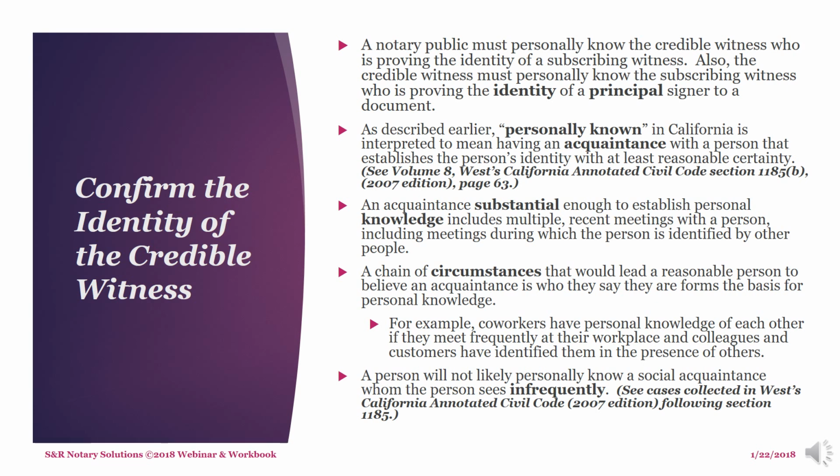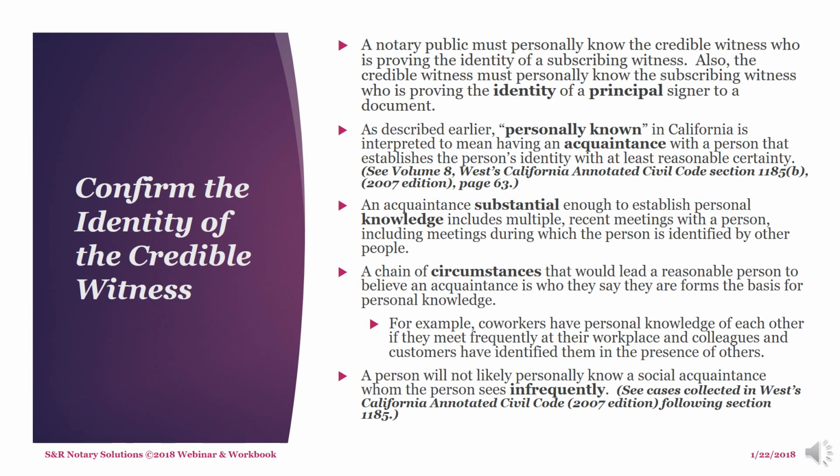Confirm the identity of the credible witness. A notary public must personally know the credible witness, who is proving the identity of a subscribing witness. Also, the credible witness must personally know the subscribing witness, who is proving the identity of a principal signer of a document. As described earlier, personally known in California is interpreted to mean having an acquaintance with a person that establishes the person's identity with at least reasonable certainty.